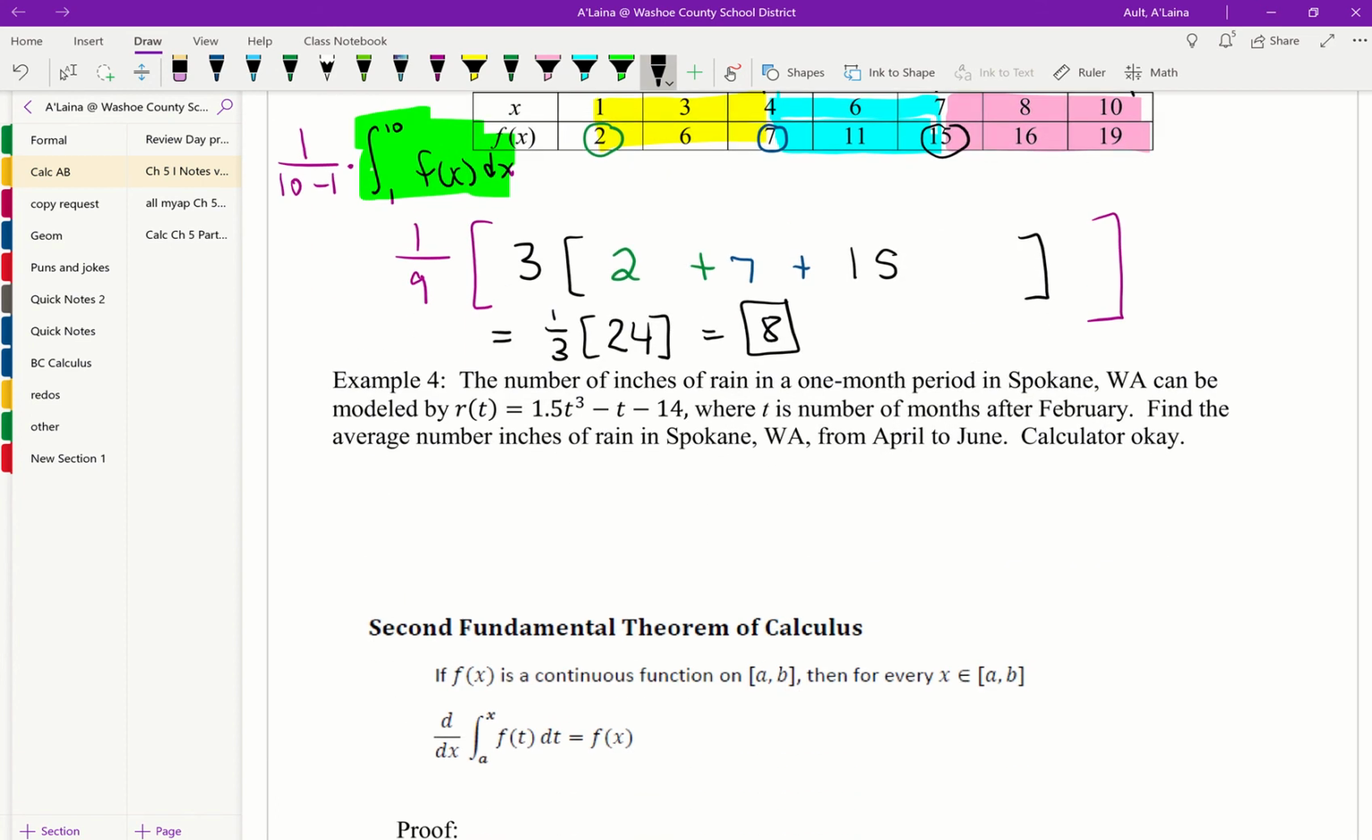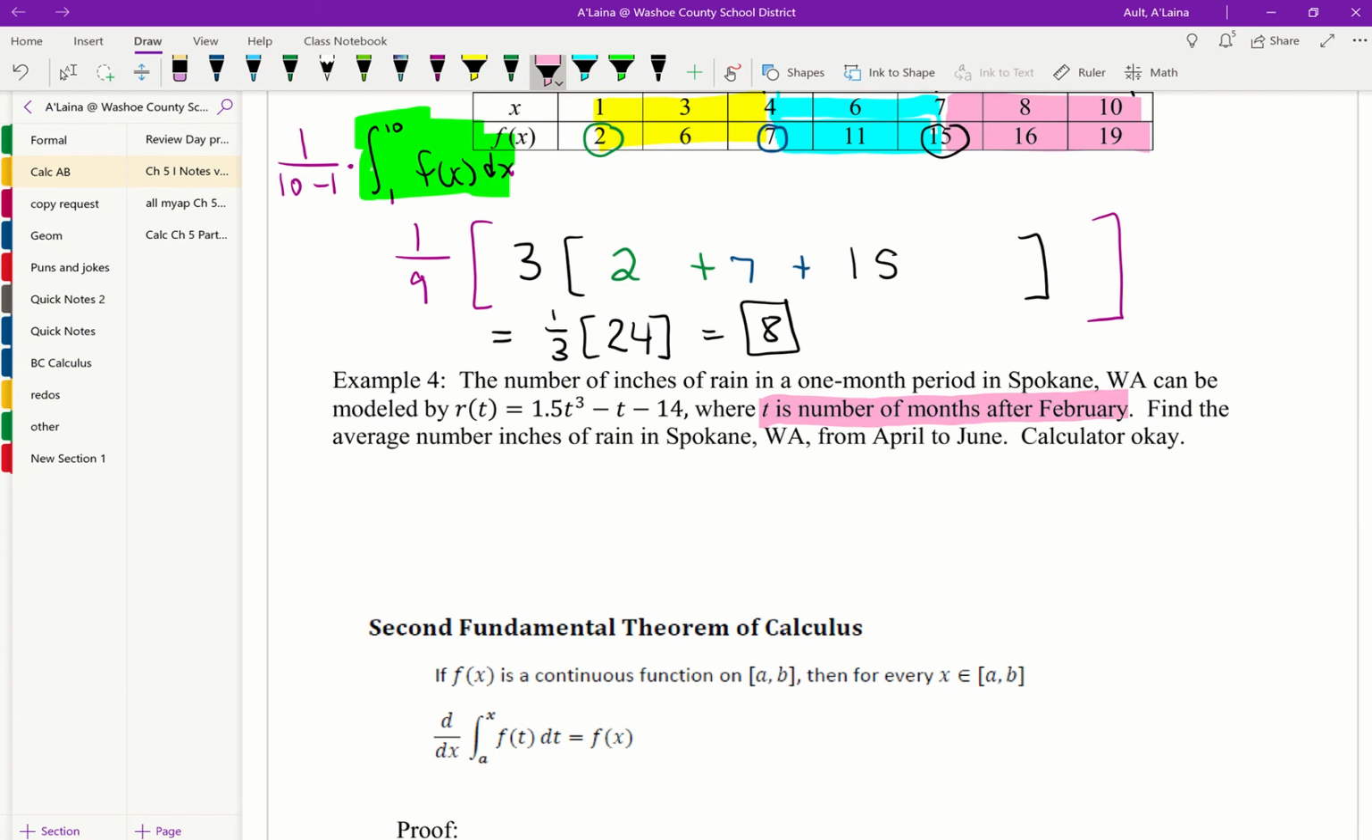We are going to use a calculator for number 4. The number of inches of rain in a 1-month period in Spokane, Washington can be modeled by this function r of t equal to 1.5 t to the 3rd power minus t minus 14, where t is the number of months after February. Number of months after February. We do need to pay attention to that so that we can correctly interpret that portion.